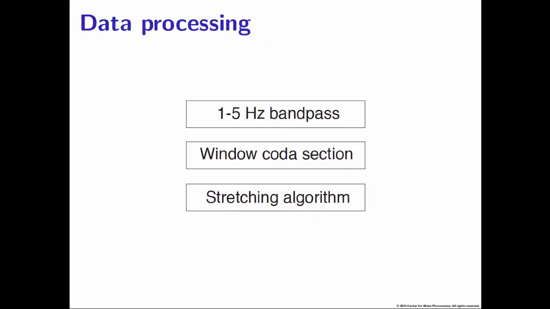So using the data set, we adopted a certain data processing scheme. Part of the data processing involves using a 1 to 5 hertz bandwidth of our recorded explosive signal. We use the coda section of the waveforms, and to estimate the velocity change, we use a stretching algorithm. I'll go into a little bit more detail on the data processing.